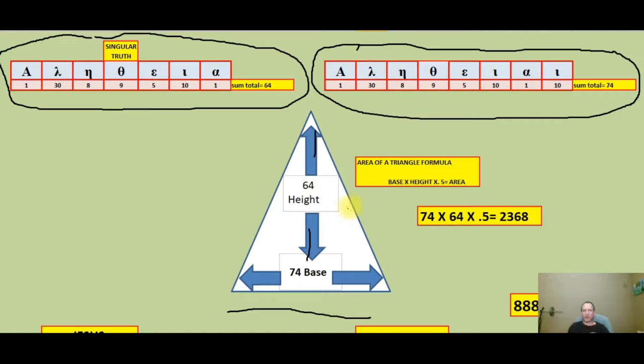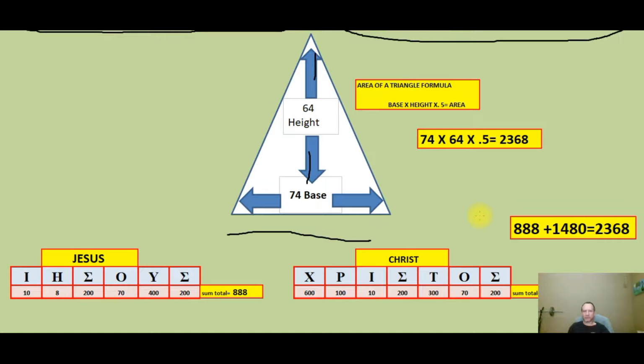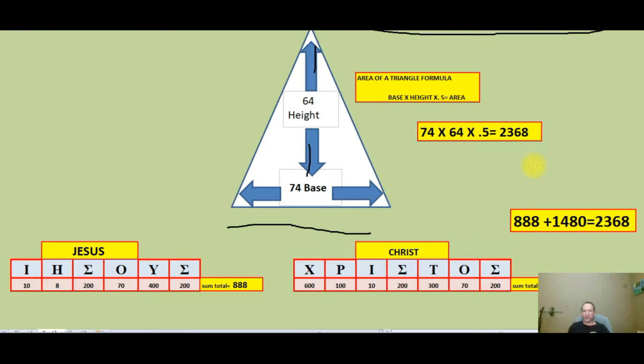Using the area of a triangle formula, base times the height times 0.5 equals the area. 74 times 64 times 0.5, or half, equals 2368. The holy name of Jesus Christ in Greek has a sum total letter value of 2368.